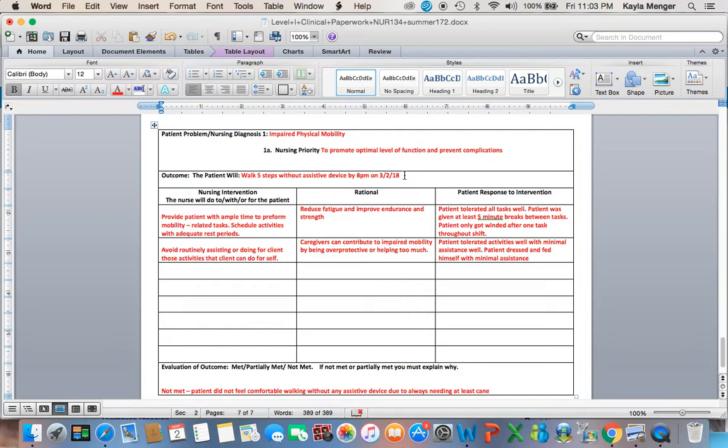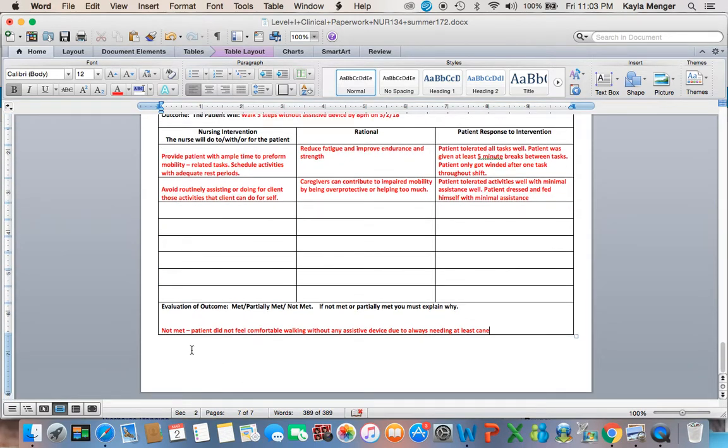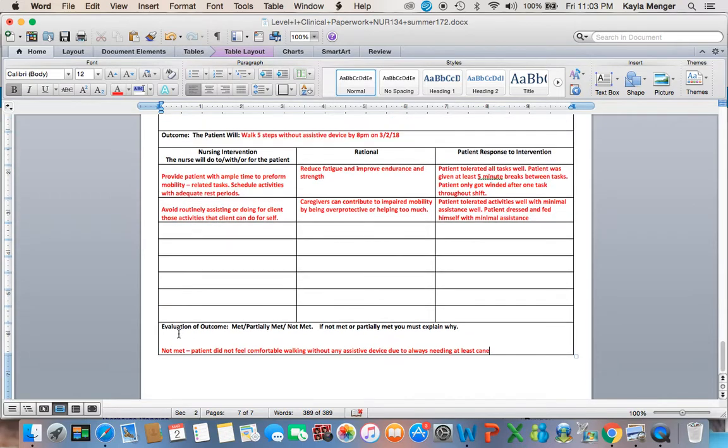It needs to be within the shift, so that way you can come down here and do your evaluation of income or outcome, sorry. So my goal was not met, or my outcome, however you want to look at it, was not met. The patient wasn't comfortable with using an assistive device or walking without his assistive device.